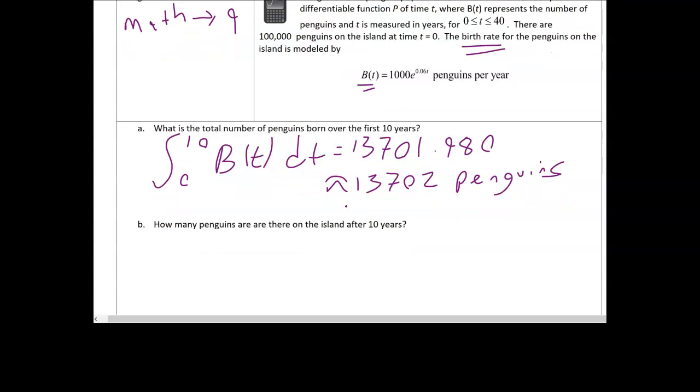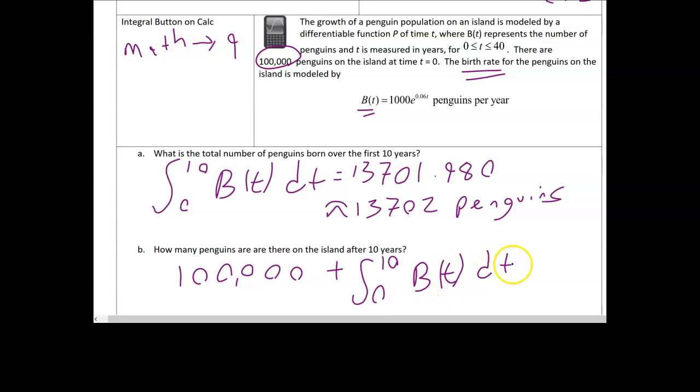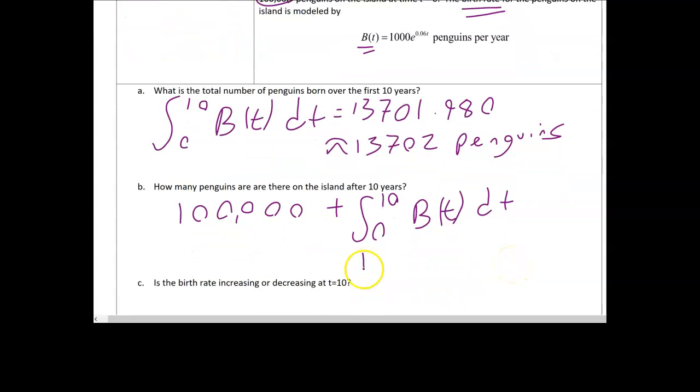Now, how many penguins are there total on the island after 10 years? Well, here we have to go back to the text a little bit. Notice there's 100,000 penguins on the island at time 0. So here we would say, well, 100,000 penguins, this is called an initial condition, by the way, the starting value, plus the integral from 0 to 10 of b of t dt. And we already got that number, right? So roughly 113,702 penguins.